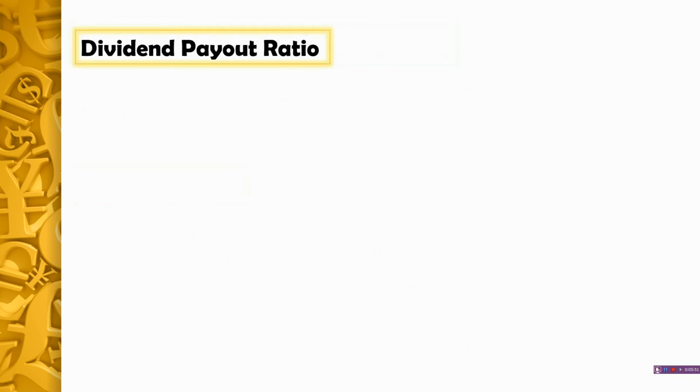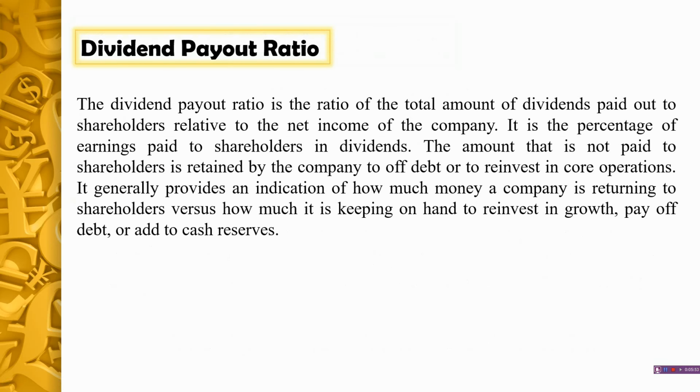The next one is dividend payout ratio. The dividend payout ratio is the ratio of the total amount of dividends paid out to shareholders relative to the net income of the company. Here the dividend is in correspondence to the net income of the company. It is the percentage of earnings paid to shareholders in dividends.